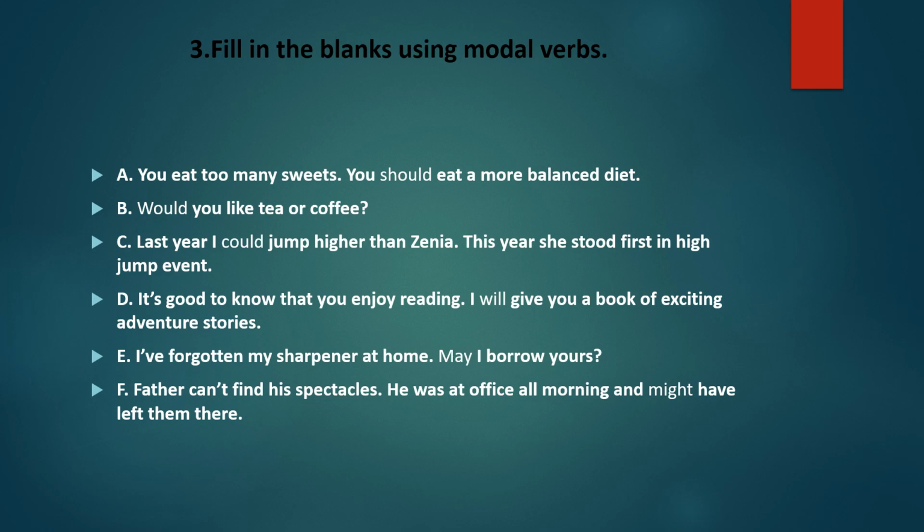So in F part, father cannot find his spectacles. He was at the office all morning and dash have left them there. So a slight possibility is there. For slight possibility we use might. So father can't find his spectacles. He was at the office all morning and might have left them there. Clear, children?